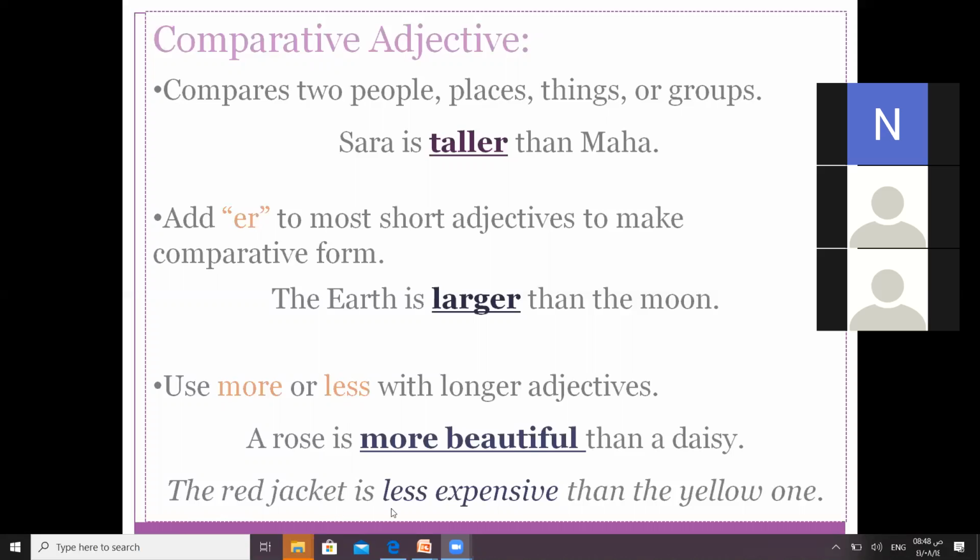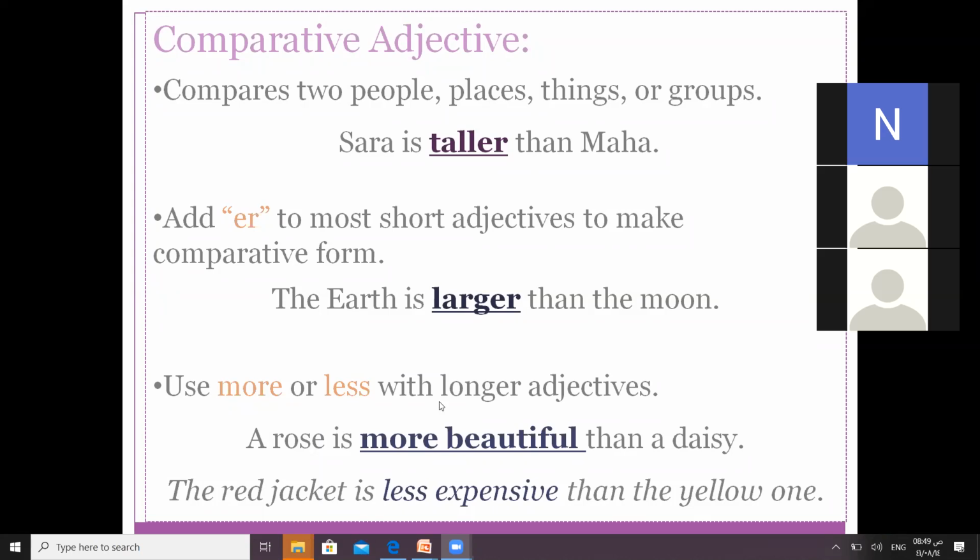Another example. The red jacket is less expensive than the yellow one. Here I have more than one syllable and I'm comparing between two nouns. So I will not use ER, I will use less or more. It depends on the meaning. If I want to put more instead of less, the sentence will be: The yellow jacket is more expensive than the red one. So it depends on the meaning to use more and less.